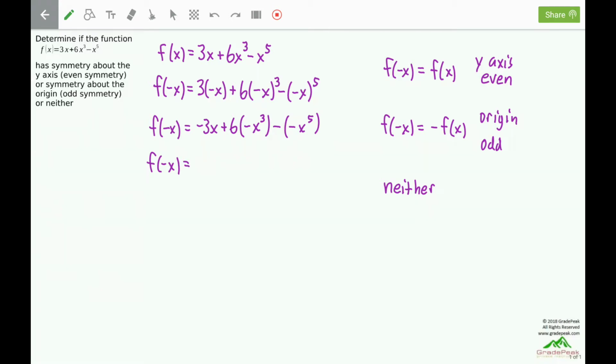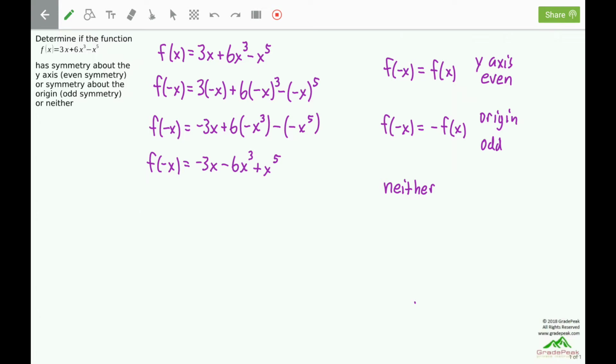So f of negative x will be a negative 3x. A positive 6 times a negative x cubed will be a negative 6x cubed. And a negative times a negative will be a positive x to the fifth. Comparing this to the original, each of the terms are opposite sign.